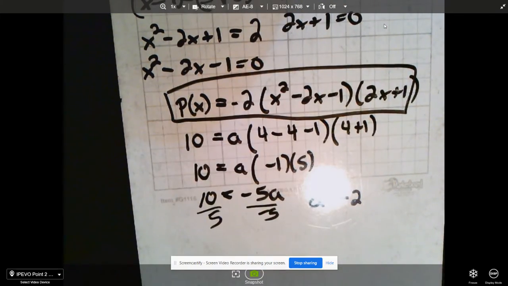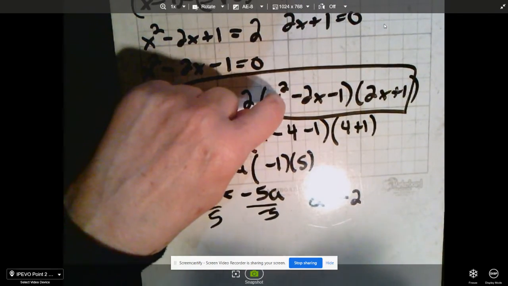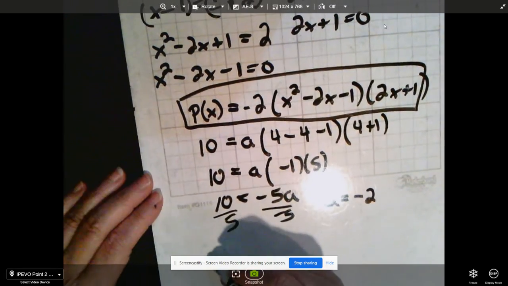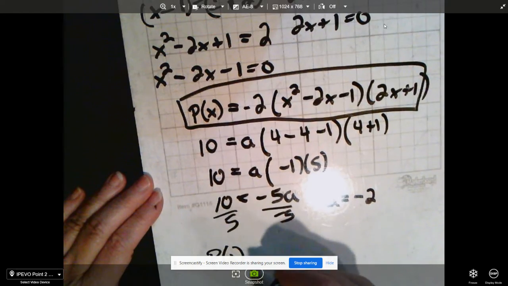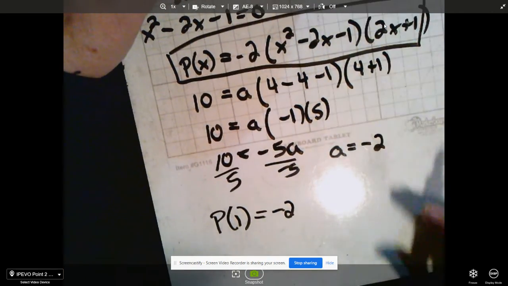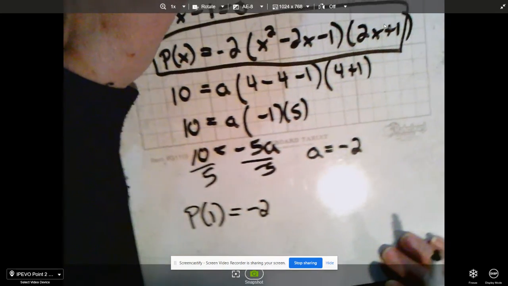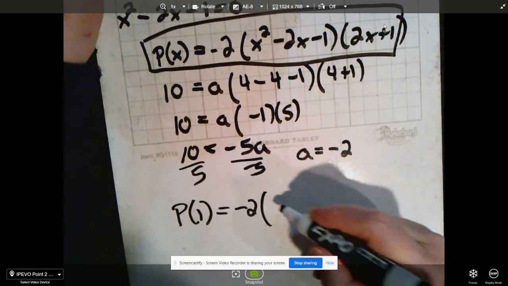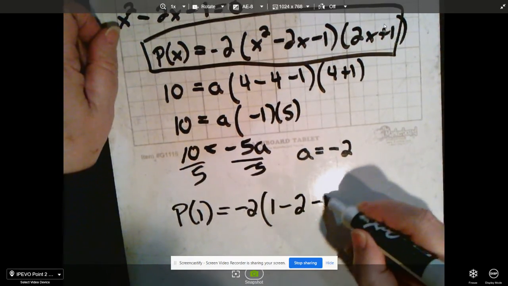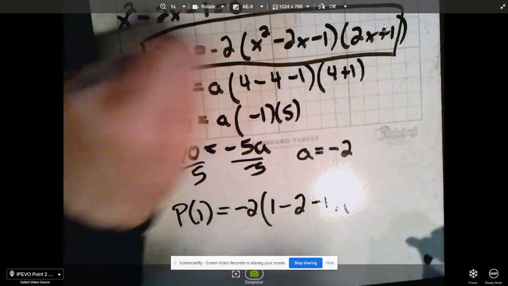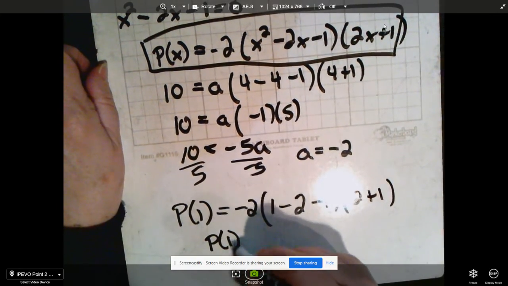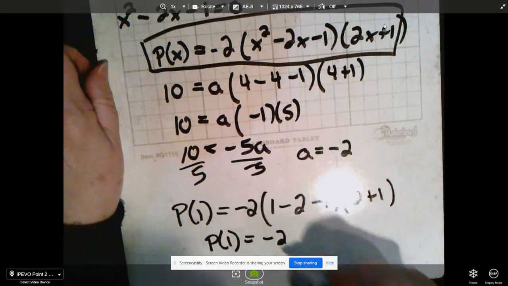They said, what is P of 1? So I'm going to go to this equation, and everywhere I see x, instead of putting x, I'm going to put 1. So P of 1 equals negative 2. I'm going to have to move my camera down again a little bit. Negative 2 times 1 squared is 1, minus 2 times 1 would be negative 2, minus 1, times 2 times 1 is 2, plus 1. So P of 1 is going to equal negative 2.